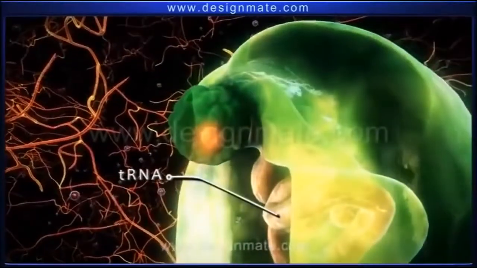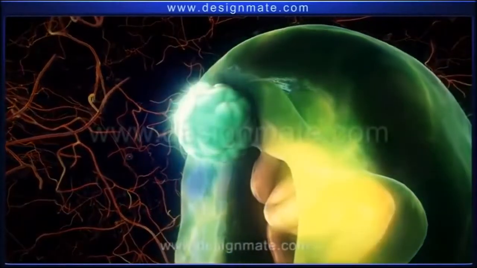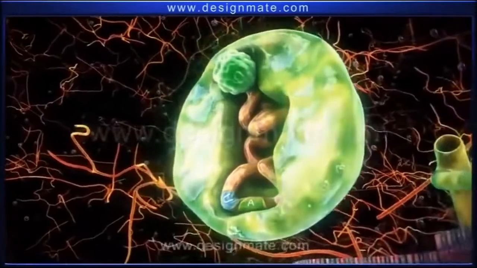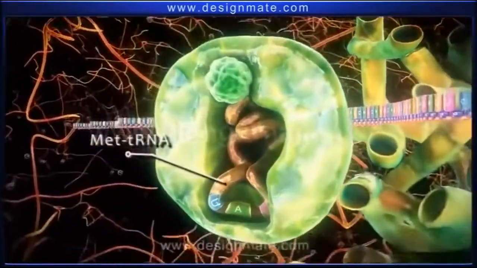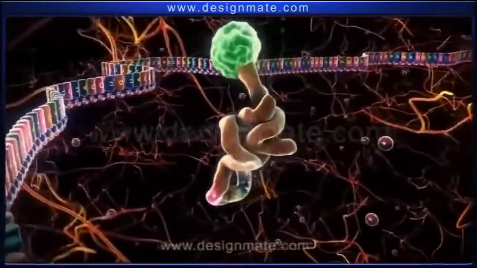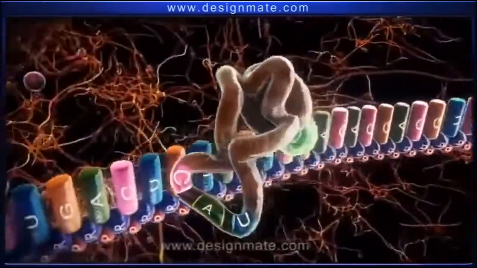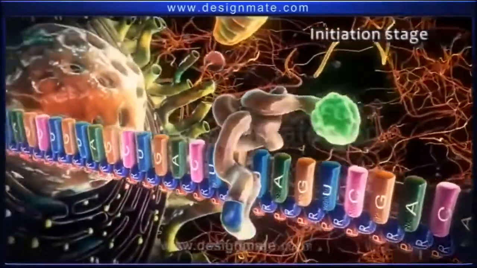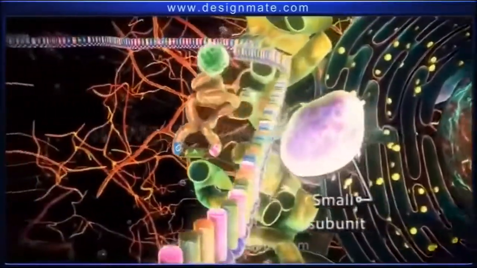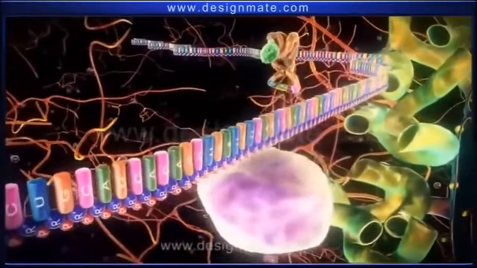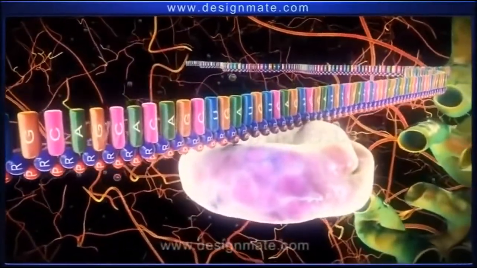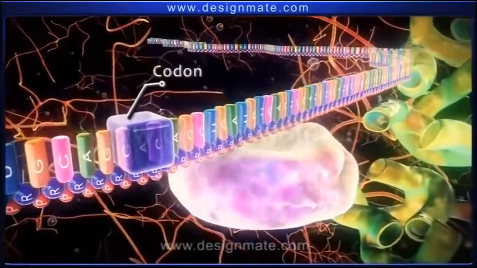Finally, the tRNA and the activated amino acid bind together. This amino-acylated tRNA is known as met-tRNA and is released from the enzyme. This marks the commencement of the first stage of protein synthesis, the initiation stage. During the initiation stage, a small subunit of a ribosome binds to the mRNA strand. The mRNA strand is made up of codons, which are sequences of 3 bases.